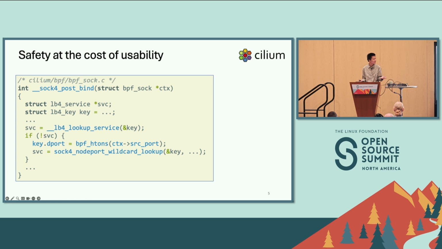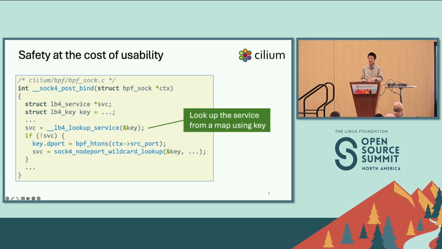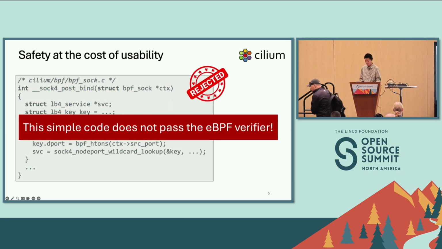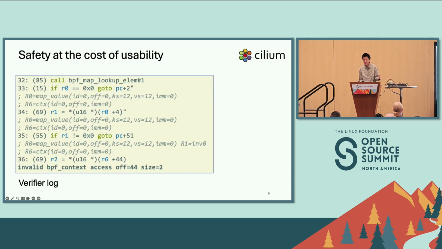So here, the example I'm showing on the slide is an example program from Cilium, which is a popular eBPF networking project. So what this code does is that it first looks up a service using a key, and if this lookup does not yield us anything, it's going to redo a wildcard lookup. However, this code does not pass the verifier. And what you get is this huge chunk of verifier log, which is hard to decipher.